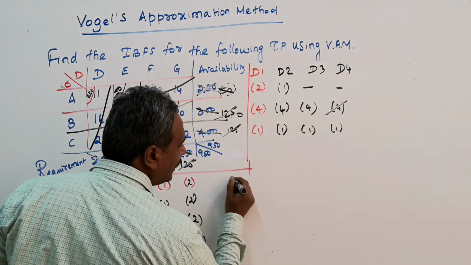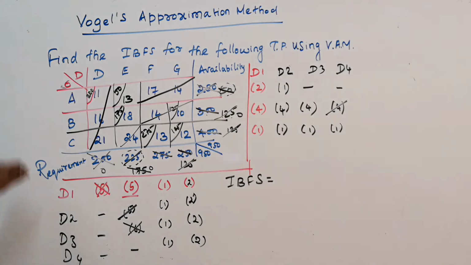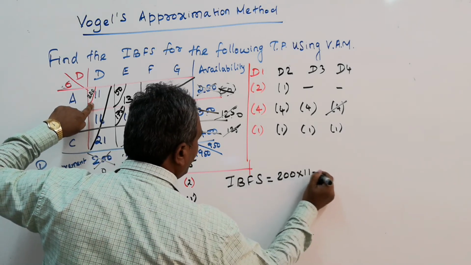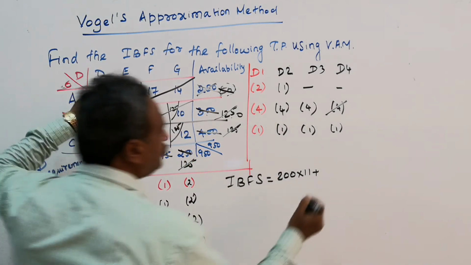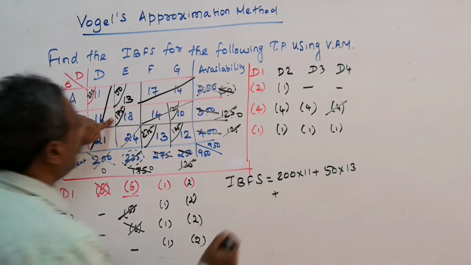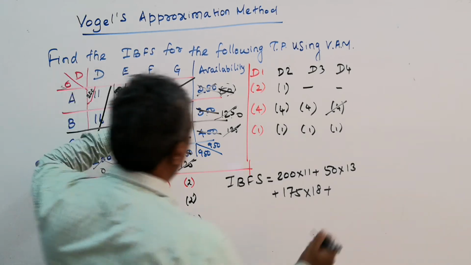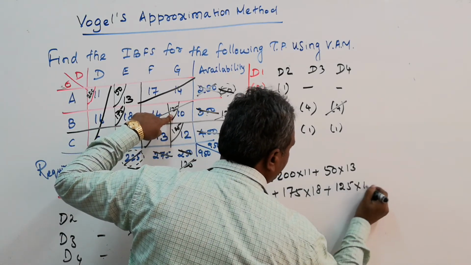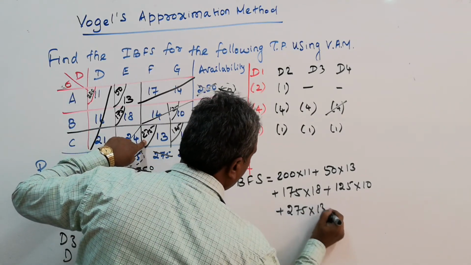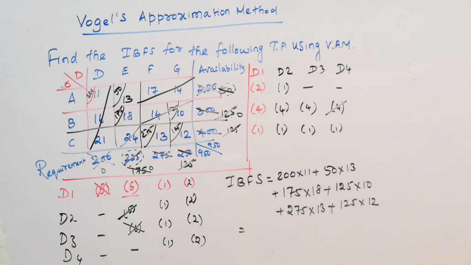Now we are going to find the IBFS, initial basic feasible solution. I am going to take the corresponding value and multiply. This is 200 multiply 11. The next one, 50 multiply 13. The next one, 175 multiply 18. The next one, 125 multiply 10. The next one, 275 multiply 13. And 125 multiply 12. We are going to simplify the values.